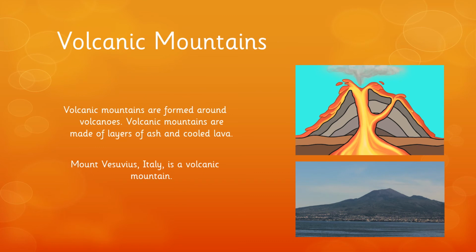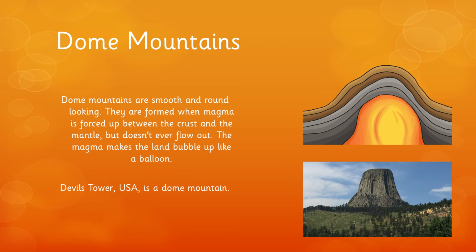Volcanic mountains are formed around volcanoes. Volcanic mountains are made of layers of ash and cooled lava. Mount Vesuvius in Italy is a volcanic mountain. Dome mountains are smooth and round looking. They are formed when magma is forced up between the crust and the mantle but doesn't ever flow out. The magma makes the land bubble up like a balloon. Devil's Tower, USA, is a dome mountain.